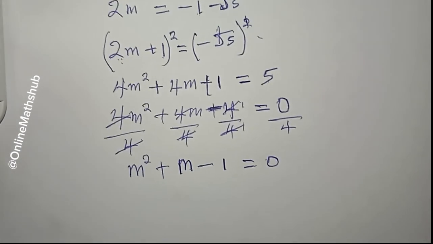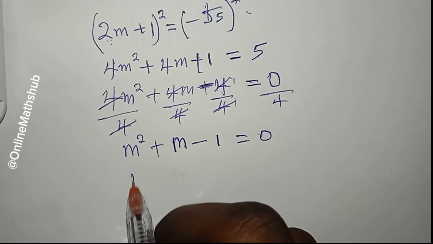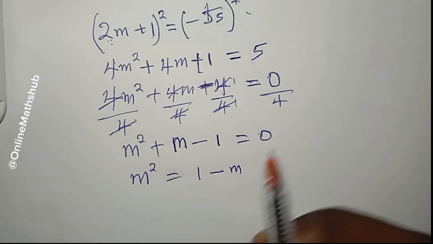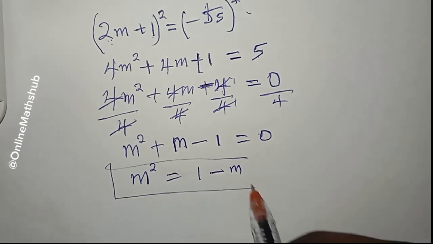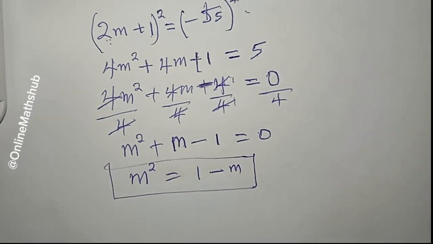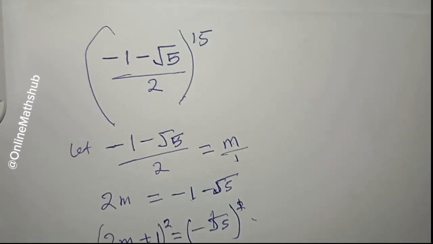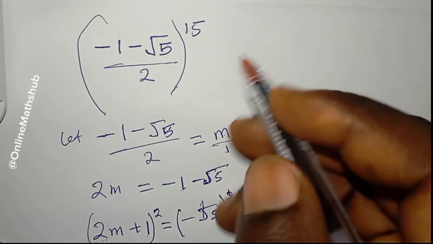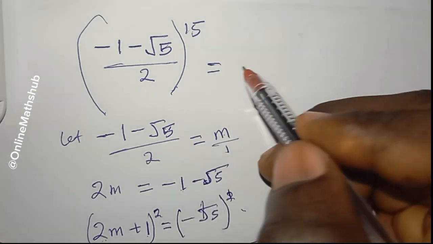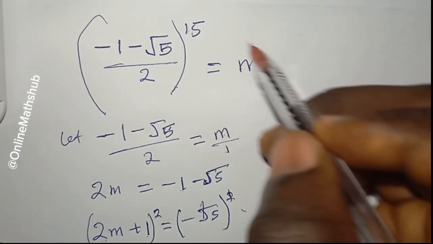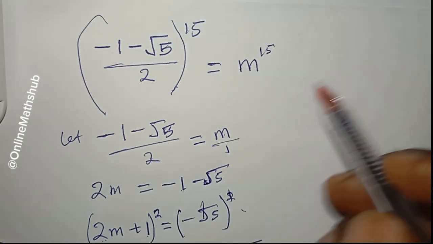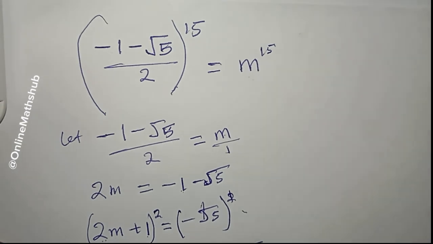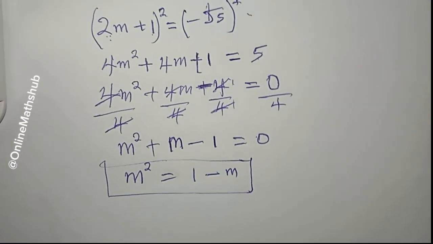Next, I'm going to make m squared the subject. So m squared is now equal to 1 - m. This is what we have as the value for m squared. Don't forget the question we are solving is this, and since we've set the expression inside the bracket to be equal to m, our question is changed to m raised to power 15. For the remaining part of the video, I'm going to keep simplifying this m to the power 15.